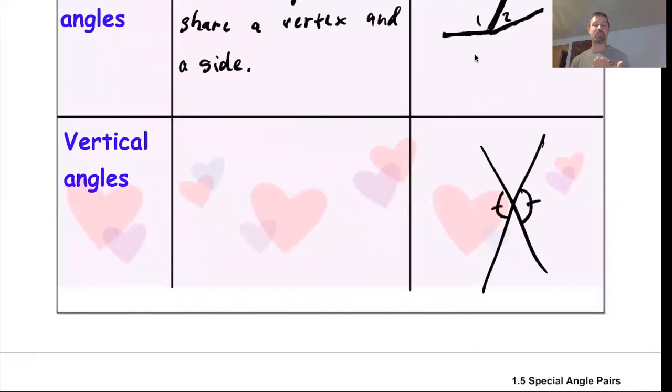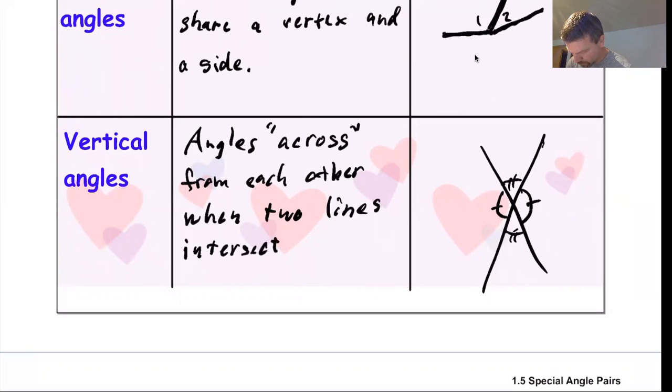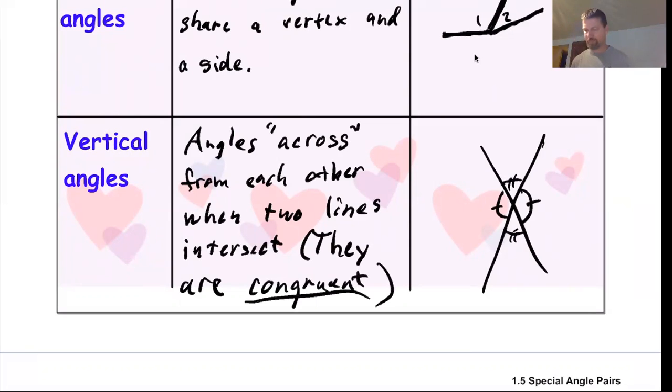So whenever two lines intersect, there's actually going to be two pairs of vertical angles. So they're the ones I marked right there. And then these ones are also vertical angles. So I've got two pairs of vertical angles. So vertical angles are angles across from each other when two lines intersect. Important note, they are congruent. All right.